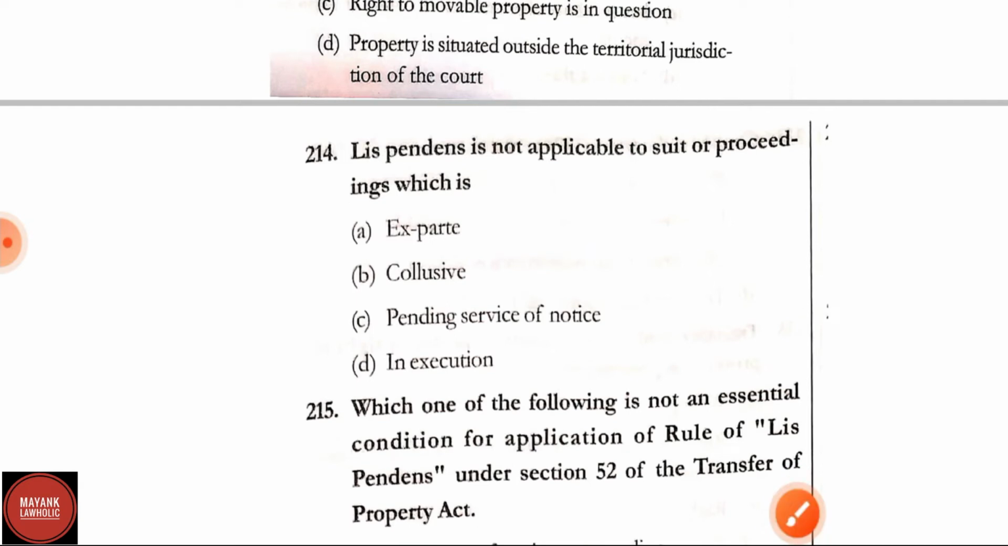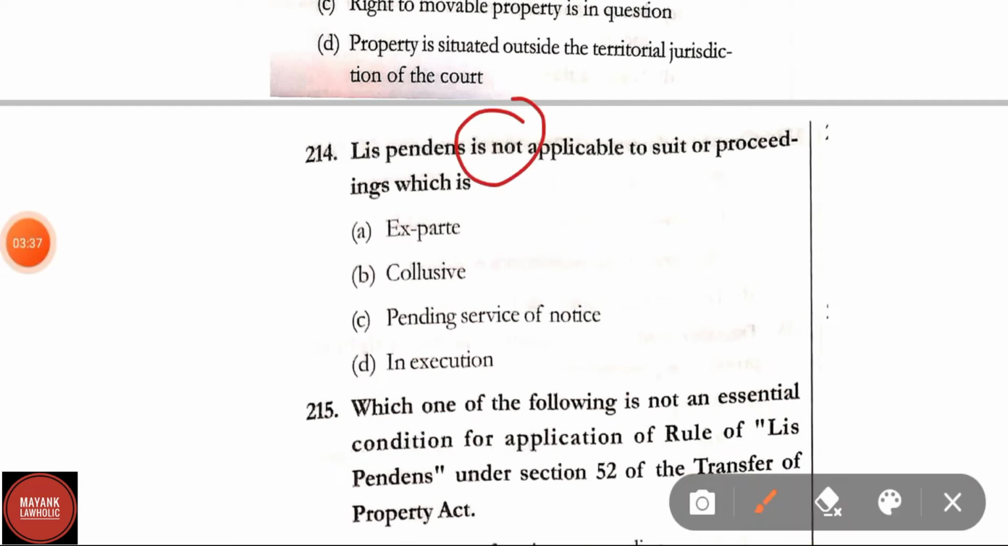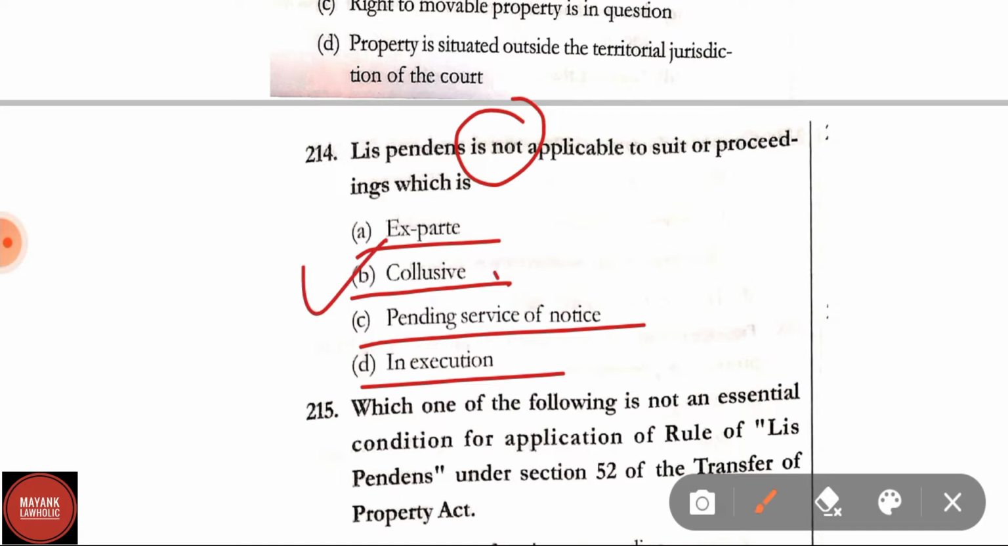Question number 214. Lis pendens is not applicable to suit proceedings which is, options are ex parte, collusive, pending service of notice, in execution. Correct answer is option B, collusive.